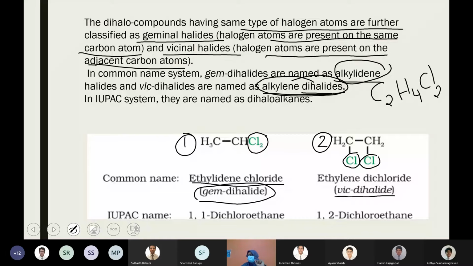Both halogens on the same carbon, that's why geminal halide and vicinal halide. And their names in the common naming system are also different. If it is a geminal dihalide, we call it alkylidene. Alkylidene means, here it was 2 carbons, that's why it becomes ethylidene. If it was a propane chain, then it will become propylidene. And if it's a vicinal dihalide, then the common name will be alkylene dihalide. So it's a 2 carbon, that's why it becomes ethylene dichloride.